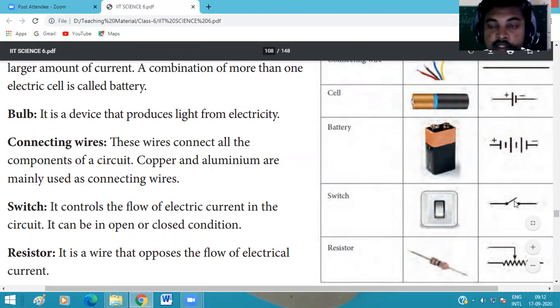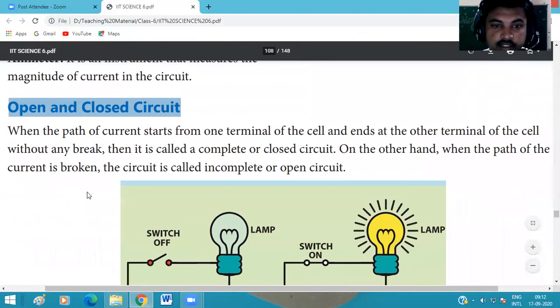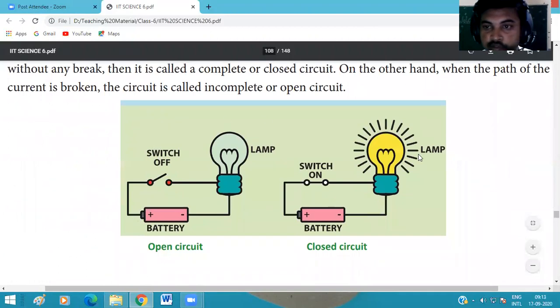So does the bulb glow or not? Obviously not, because the current does not flow continuously. Current does not flow from the positive terminal to reach the negative terminal, because here the wire is disconnected. Here they show both types of circuits, the open circuit and the closed circuit.